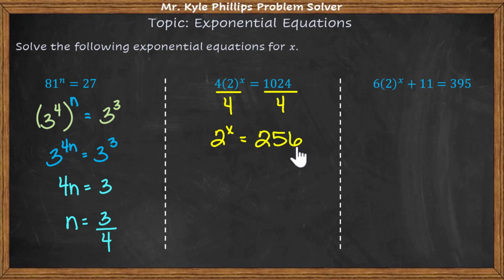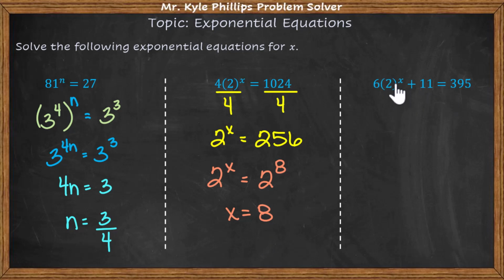256. Now, I cannot rewrite the number 2 to have a base of 256, but can I rewrite the number 256 to have a common base of 2? And I believe that I can, and that would be 2 to the 8th power. So here I have 2 to the x equals 2 to the 8th power. So now I can set my powers equal, and x here is 8.